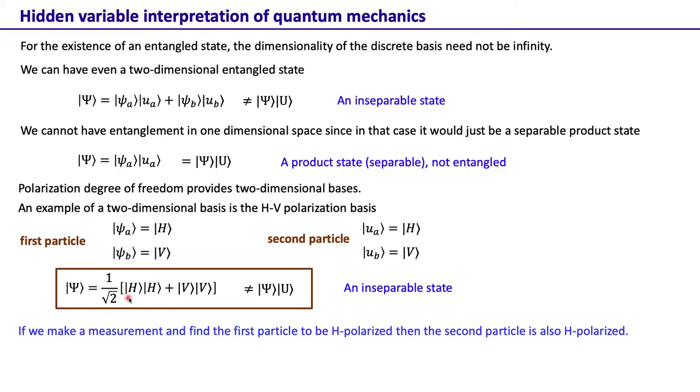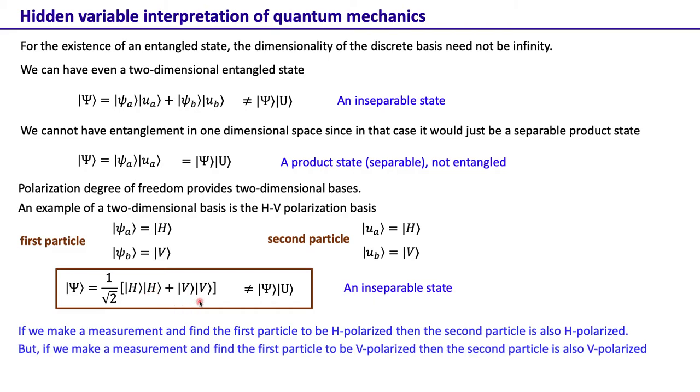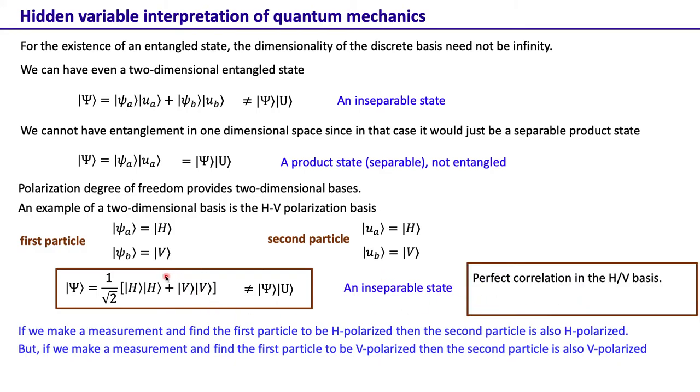But of course, if we make a measurement, we will find either HH or VV. Suppose we find HH, then the first particle is H polarized and the second particle is also H polarized. Similarly, if the measurement gives the VV term, then whenever the first particle is V polarized, the second one is also V polarized. So this is a perfect correlation in the horizontal-vertical basis. This is the same as what we did in the EPR case, where we found the perfect correlation in the momentum basis. Then we ask the question, is there a conjugate basis here?